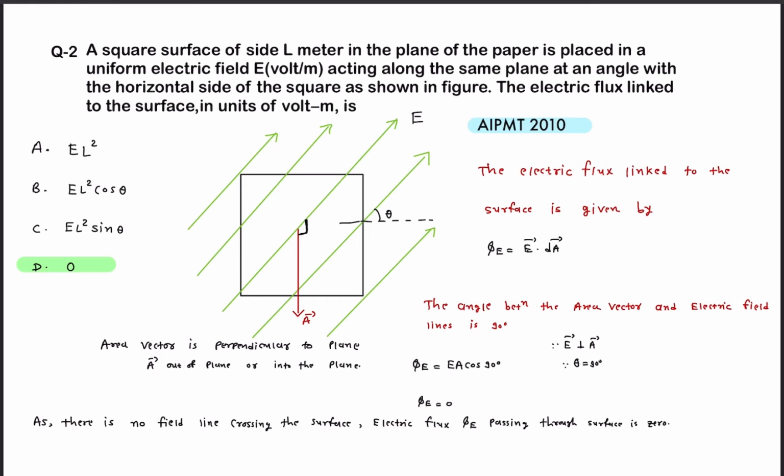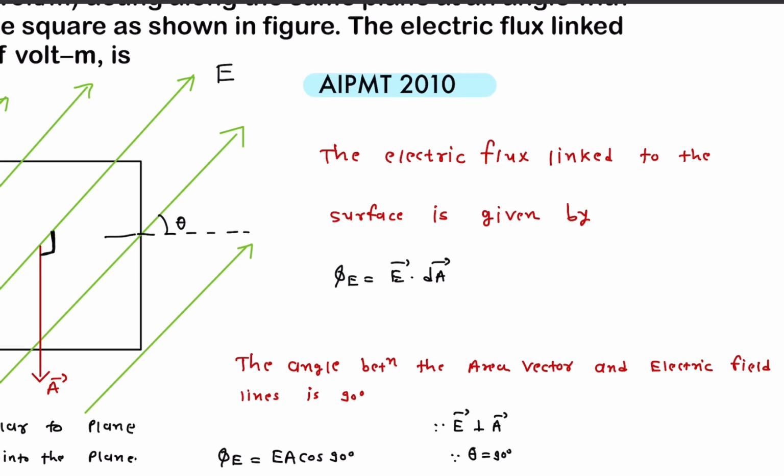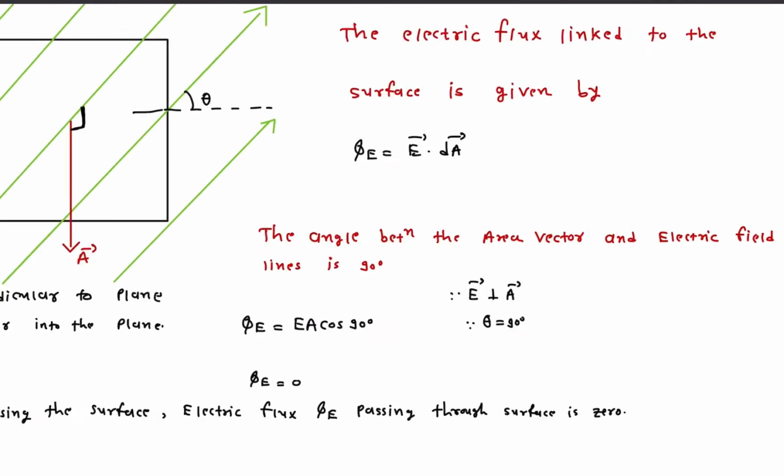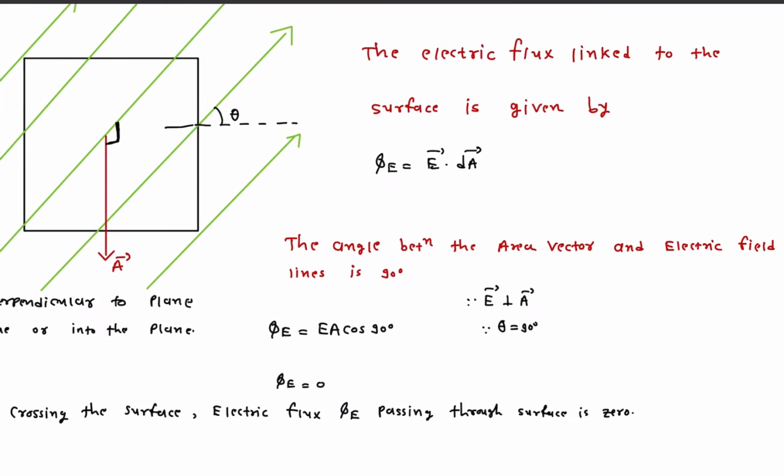So here in the diagram, the area vector is always perpendicular to the plane of the surface, which is outward or inward, but it is always perpendicular to the plane of the surface given. So here the electric flux linked to the surface is given by flux phi E is equal to E dot dA, where E is the electric field and dA is the area vector. The angle between the area vector and the electric field line here is such that E is perpendicular to A, because electric field and area vector are perpendicular to each other. So theta is equal to 90 degree between them.